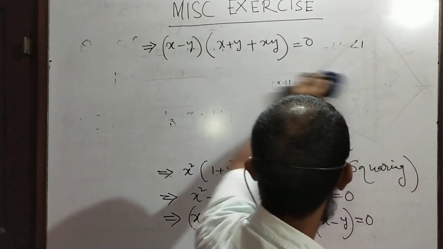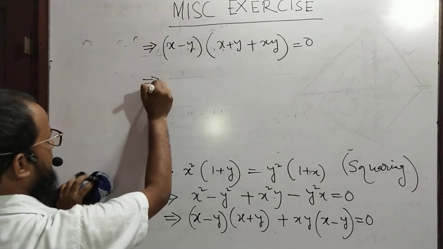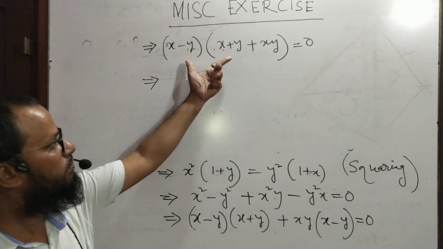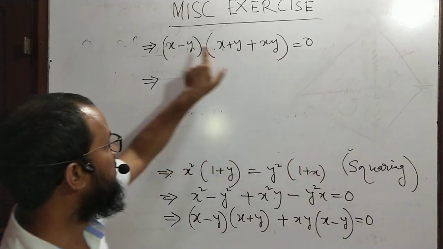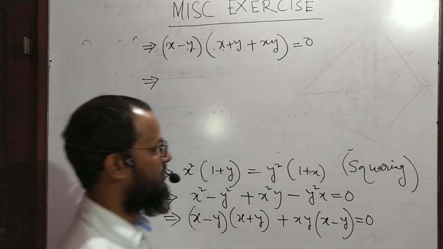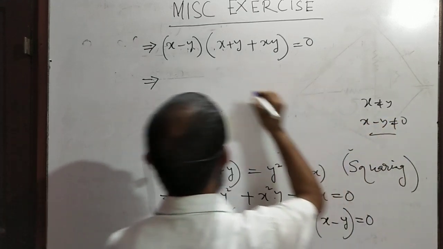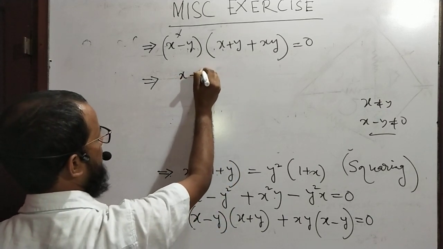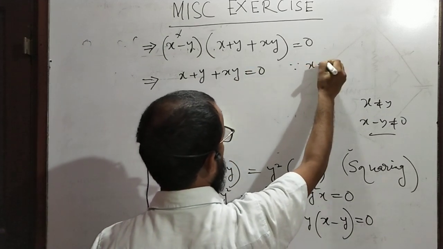This is a very important concept; you have to be clear on this part. Here this is one factor, this is another factor: the product of two factors equal to 0. So either this factor is equal to 0 or that factor is equal to 0. Since x cannot be equal to y, x minus y is not equal to 0. So this factor is non-zero, and automatically the other factor equals 0. So here you can write x plus y plus xy equal to 0, since x is not equal to y.